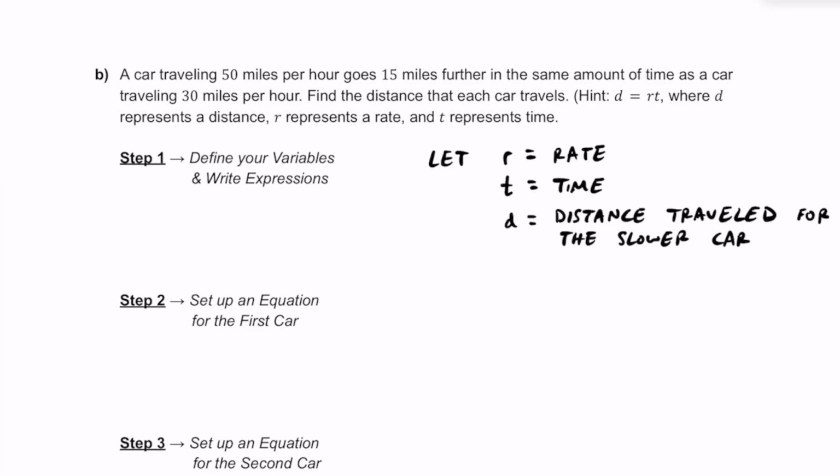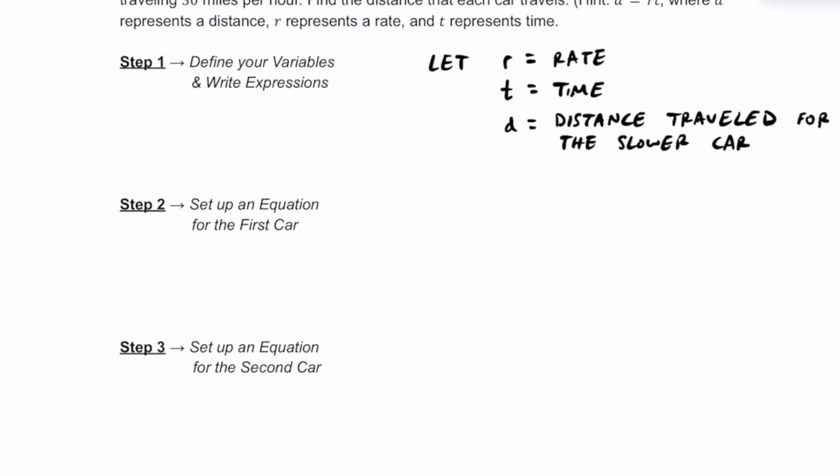Now that we have our variables defined, let's set up an equation for the first car. I guess we should define what the first car is going to be as well. The first car, I'm going to say, is the slower car, and then we'll do the faster car in just a moment. So for the slower car, we have this equation we said earlier, which was distance equals rate times time. So I'm going to write that down. Distance is equal to rate times time, where D is equal to RT.